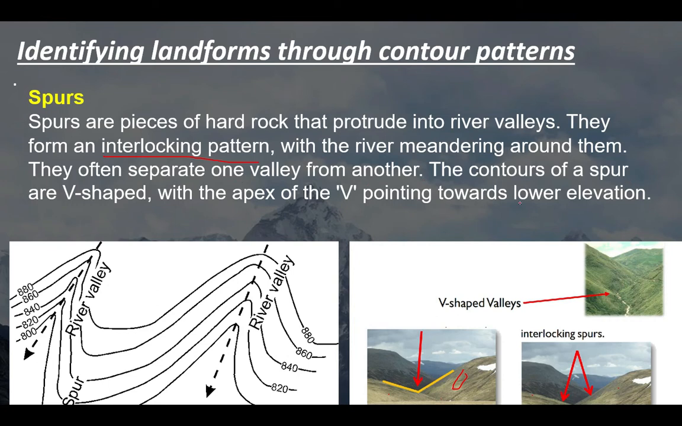The contours of a spur are V-shaped. Here, see, this is the V-shaped valley. The contours of the spur are V-shaped with the apex of the V pointing towards the lower elevation. Okay, this is the contour lines for the river valley.